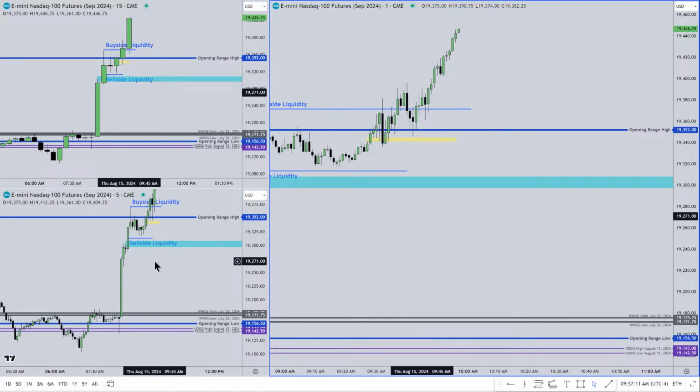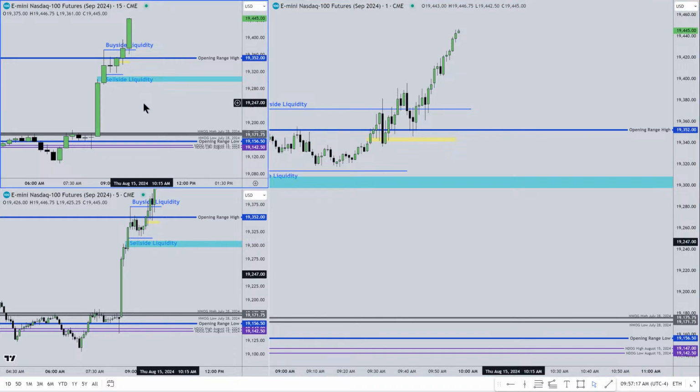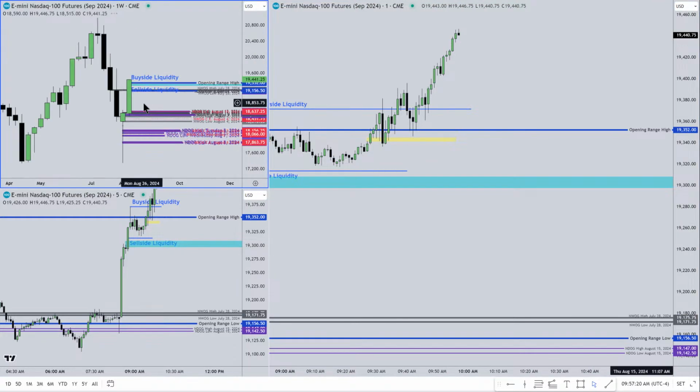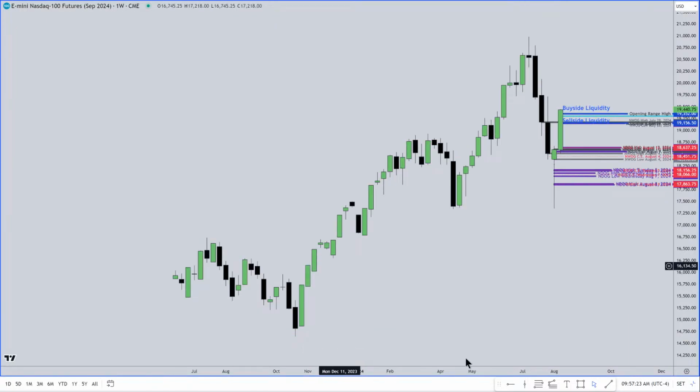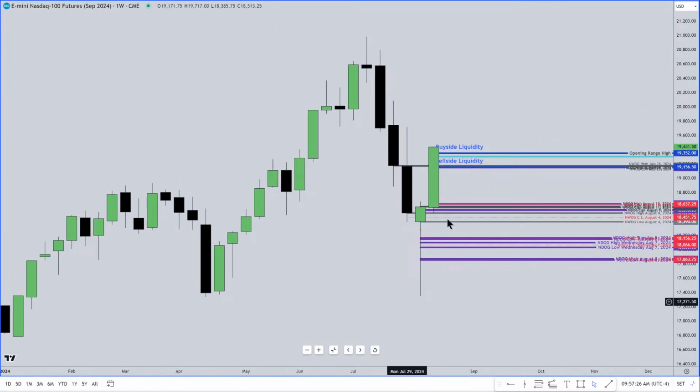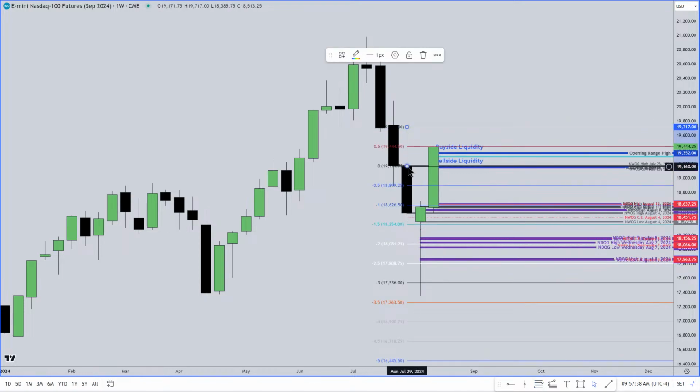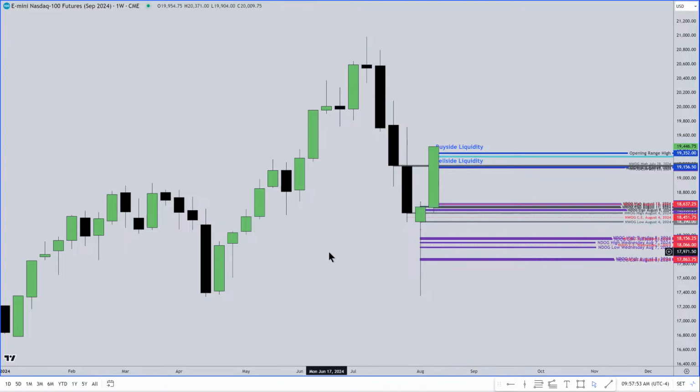Let's take a peek at the, let's look at the weekly chart. Right here. So 444.5, is that what that is? It looks like it. All right, and now we can go.